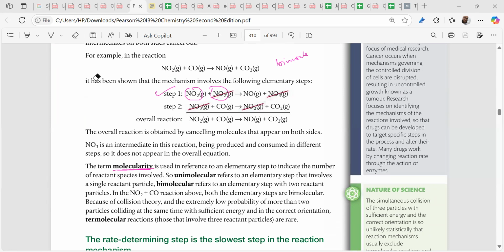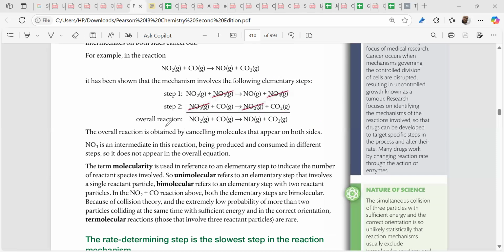Suppose you have only one reactant molecule involved in step number one; then it is unimolecular. Always remember, both step one and step two are bimolecular. So if you add step number one and step number two, you get the total main reaction, and this will match. That's also bimolecular.